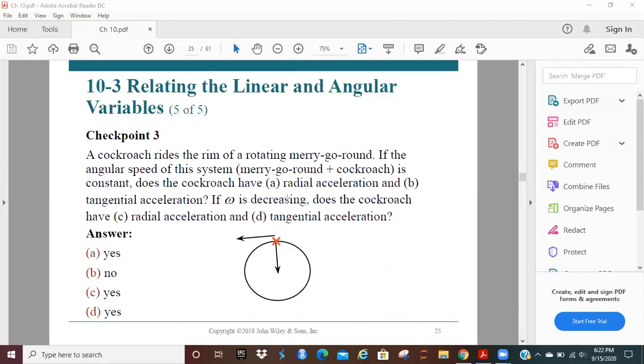If omega is decreasing, does the cockroach have radial and tangential acceleration? If our angular speed is decreasing, then we have a deceleration going on. So not only do we have the radial acceleration as we had before, since it's moving in uniform circular motion, but now since this is decreasing, then yes, we have tangential acceleration.